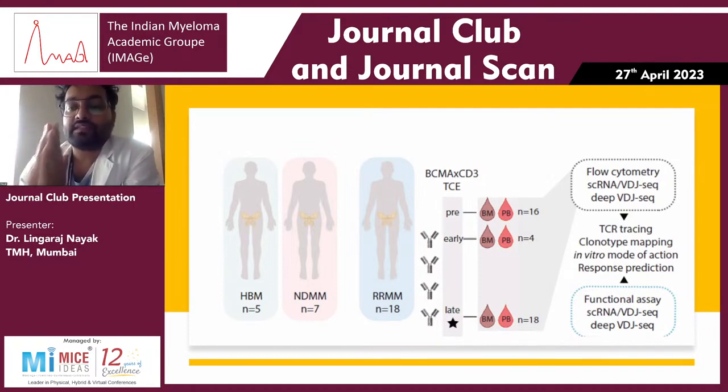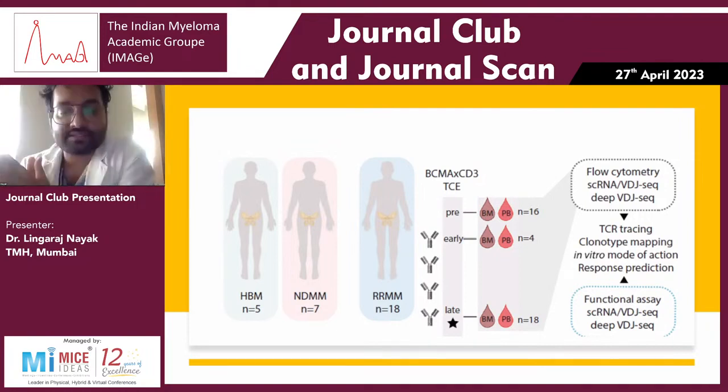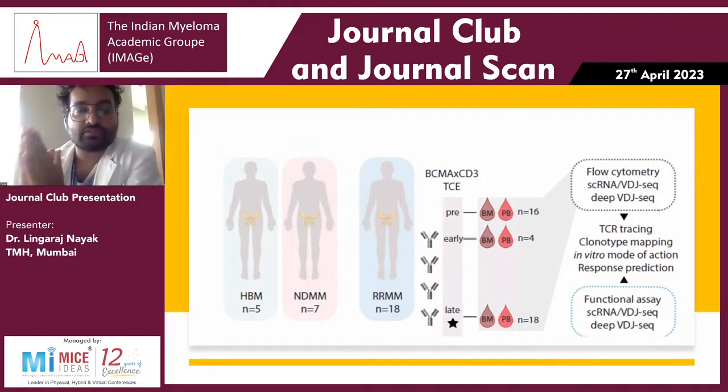So that also they have done in this study. And finally, they have done the mapping, as I said, the clonotype mapping, to understand what happens when you give a T-cell engager in terms of the response, or if they don't respond, what happened to those T cells. So you have 30 samples here. Next slide, please.